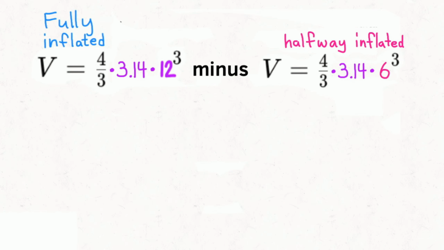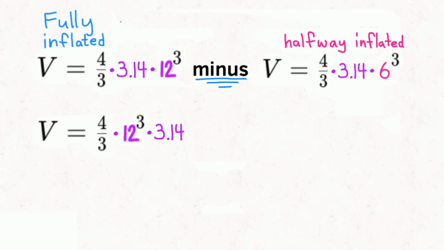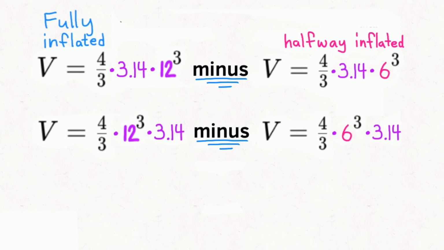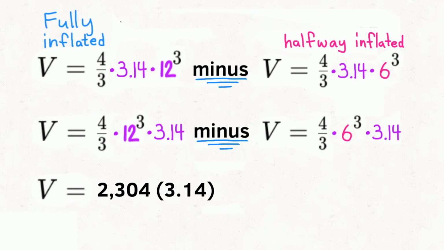To find out how many more cubic centimeters my ball needs to be fully inflated, I'm going to subtract the volume of the halfway inflated basketball from the volume of the fully inflated basketball. I'm going to rewrite the multiplication in these equations so that pi, or 3.14, is at the end. Let's start with a fully inflated basketball. 4/3 times 12 to the third power. Here's a reminder. 4/3, that's the same as 4 divided by 3. So you could do 4 divided by 3 times 12 times 12 times 12, which is 2,304. Next, we would multiply that by 3.14.